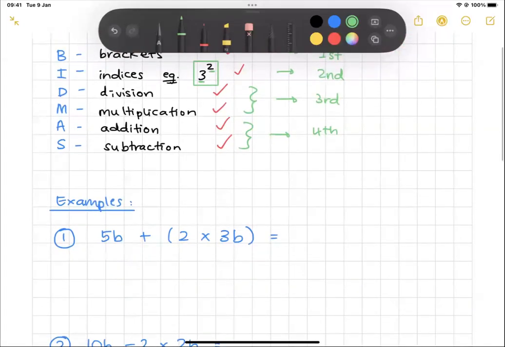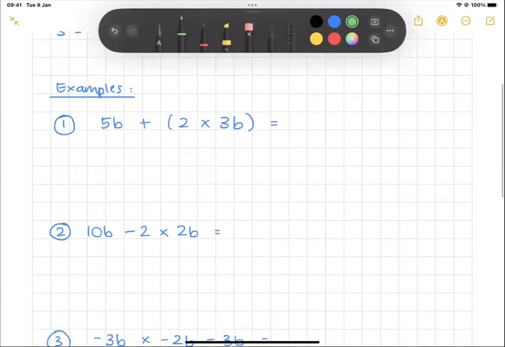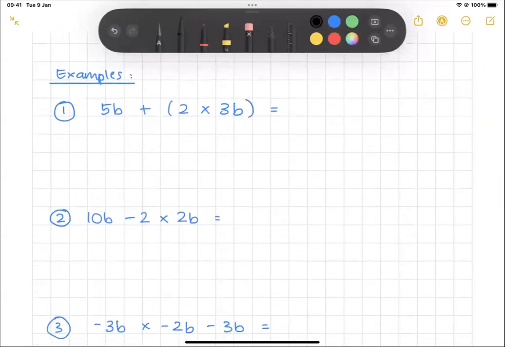Let's do our first question. 5b plus bracket 2 times 3b. Now, do I have a bracket? Yes, I do. So I'm going to do that first. What's inside the bracket is 2 times 3b. That's a multiplication. So I'm going to solve it. 2 times 3b should equal 6b. Now I'm going to move this 5b from the question to where my answer is and write down plus 6b.